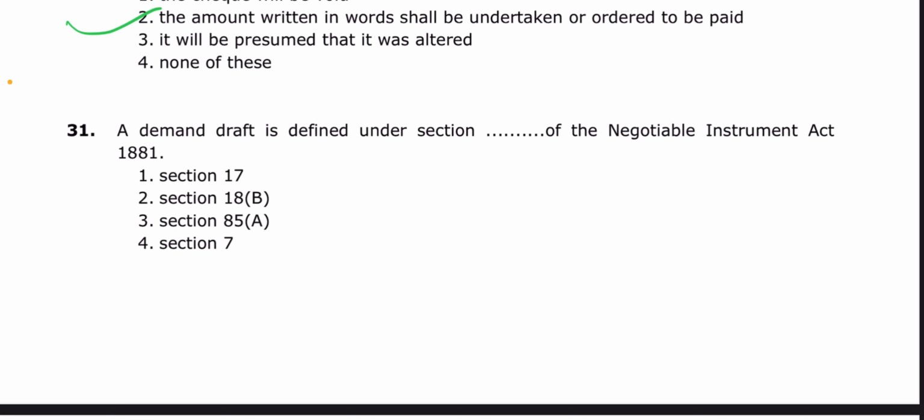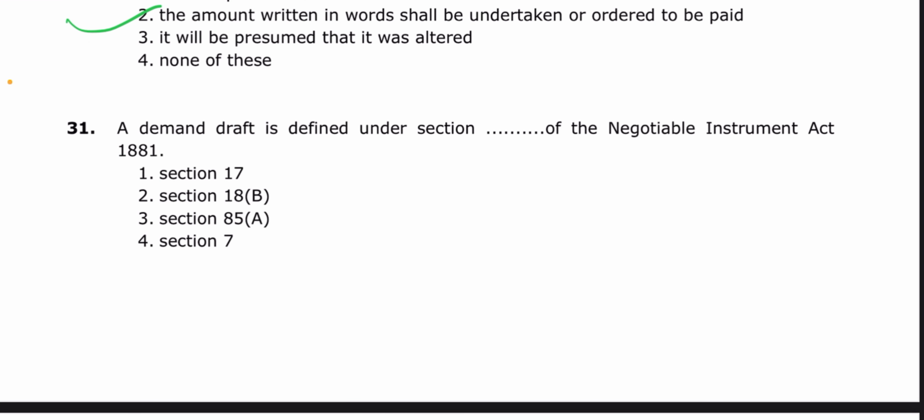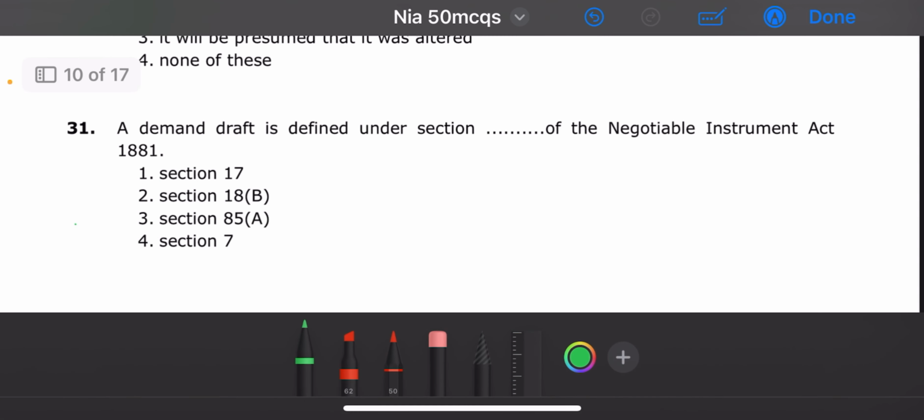Next question, a demand draft is defined under section dash of the Negotiable Instruments Act 1881. The options are first, section 17, second, section 18, clause B, third, section 85, clause A, option 4, section 7. Correct answer is option 3, section 85, clause A.